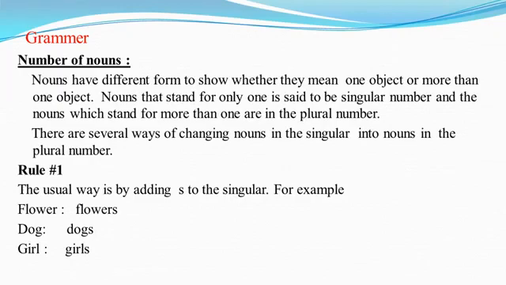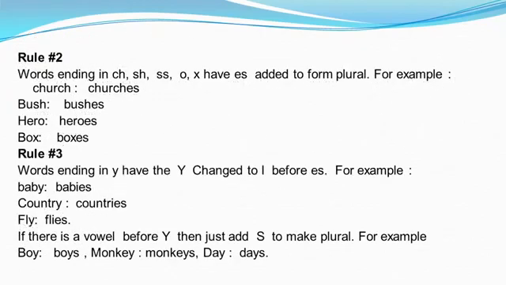Rule number 1. The usual way is by adding s to the singular. For example, flower, flowers, dog, dogs, girl, girls. Rule 2. Words ending in ch, sh, ss, ox have es added to form plural. For example, church, churches, bush, bushes, hero, heroes, box, boxes. Rule 3. Words ending in y have the y changed to i before es. For example, baby, babies, country, countries, fly, flies.